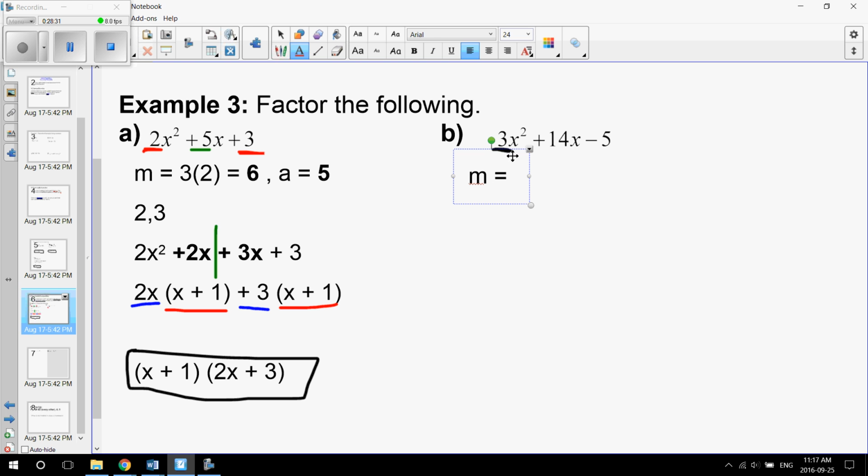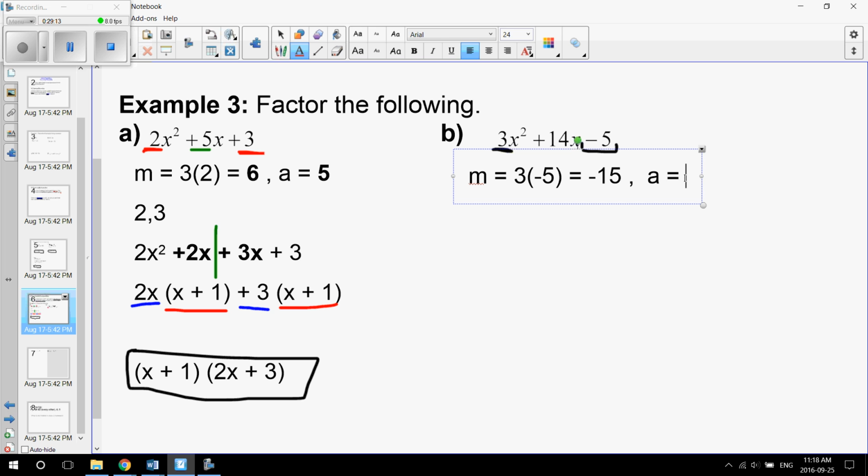And remember, when there's a number in front of that x squared, we have to include that in our multiply value. So we're going to have to do 3 times by whatever the c value is, which is always the last number. And again, remember that sign has to be carried with that number. So we have 3 times by negative 5. 3 times by negative 5 gives us a negative 15. So we know that we need to find two numbers that multiply to a negative 15.